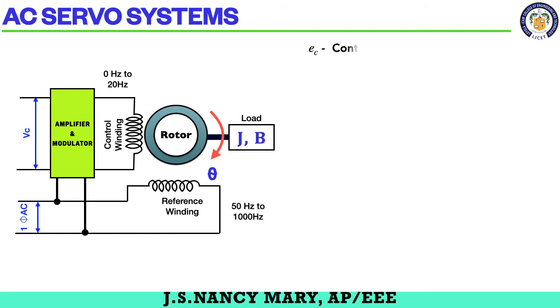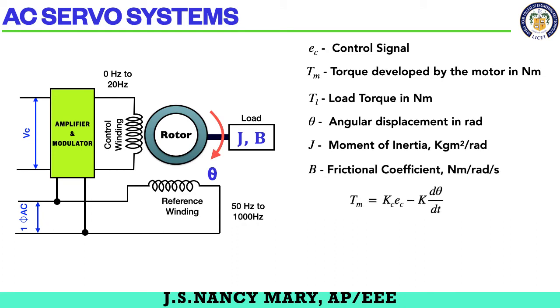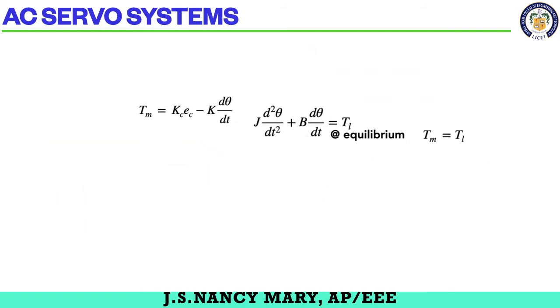So here EC is the control signal, TM is the torque developed, load torque, theta is the angular displacement, and B is the frictional coefficient. So tau m is equal to Kc into EC minus K into d theta by dt, and also TL is equal to J into d square theta by dt square plus B into d theta by dt. At equilibrium, we could write motor torque equal to load torque. So I'm going to equate all the things.